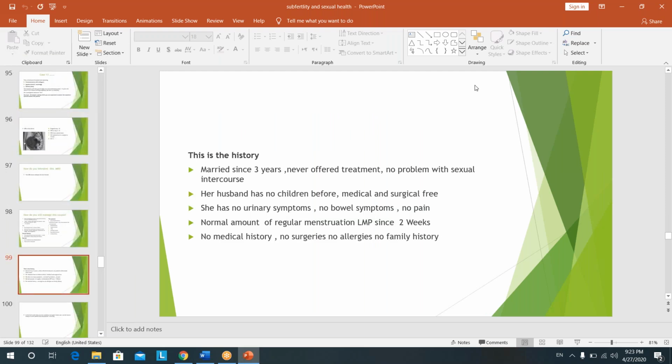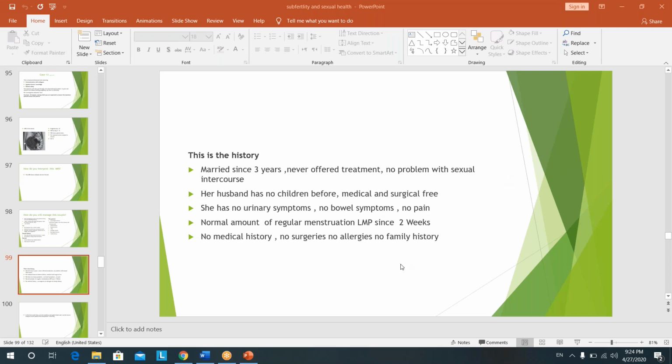Okay, this is the history of the patient, Dr. Fernaz. Can you read? Yes. She has been married for 3 years, and there is no problem with sexual intercourse. Her husband had no children before. She has no urinary symptoms, no bowel symptoms, no pain, and a normal amount of regular menstruation. No medical history.